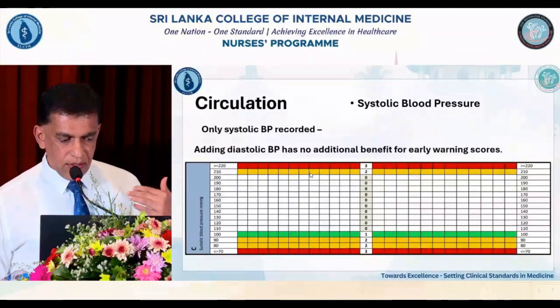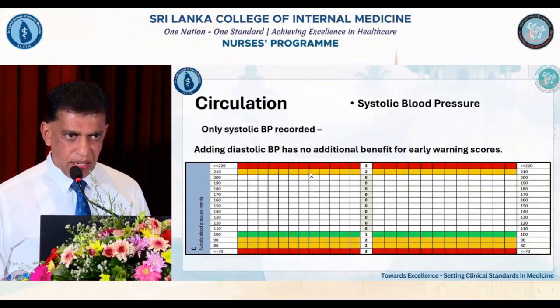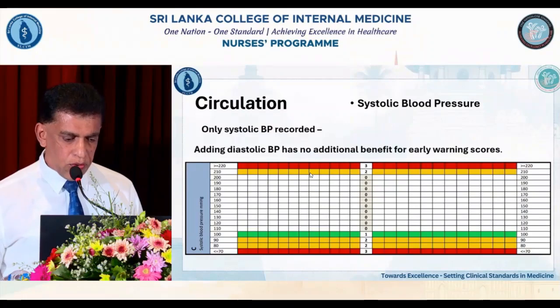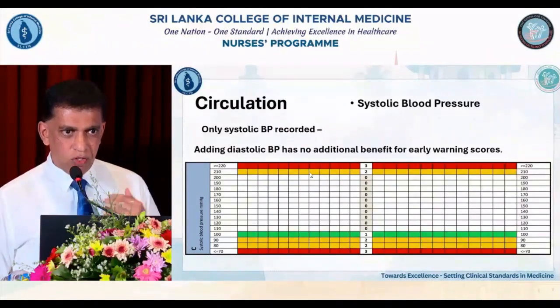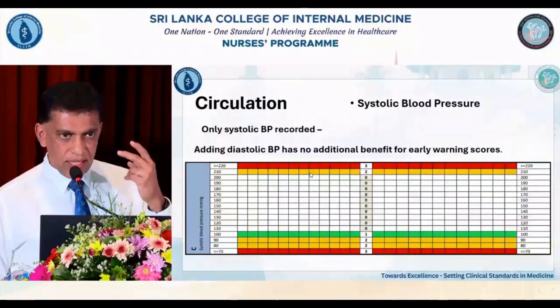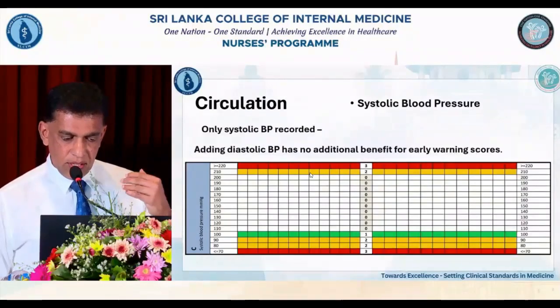Similarly, we have only taken systolic blood pressure. People can argue why not diastolic blood pressure, because the trials have shown the diastolic blood pressure has not been associated much with the mortality. It's the systolic blood pressure, and it will make our lives easy as well. So we go only by the systolic blood pressure, and there are again both the extremes of very high blood pressure and very low blood pressure.